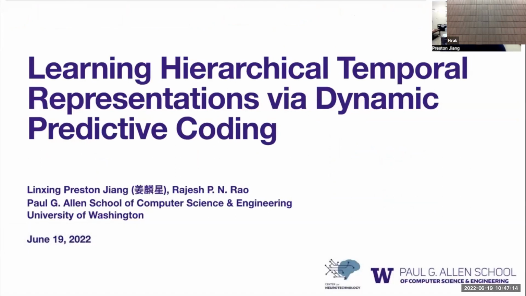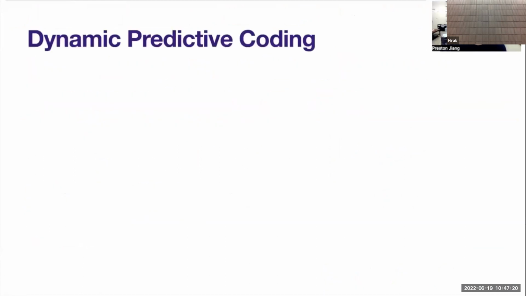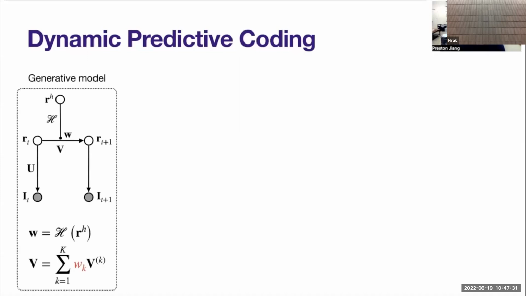I'm excited to present our work on learning hierarchical temporal representations via dynamic predictive coding. Different cognitive tasks require predicting future events at multiple timescales. How does the brain learn hierarchical temporal representations and use them for future predictions? We propose that the brain learns a spatial temporal generator model with a temporal hierarchy.